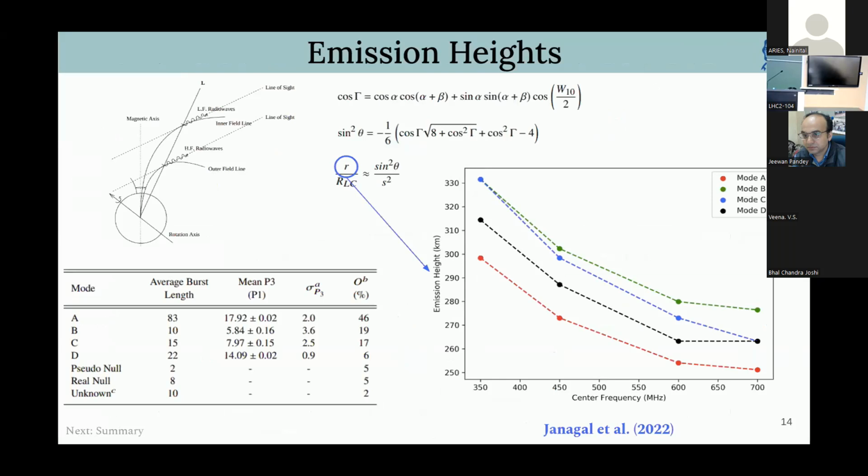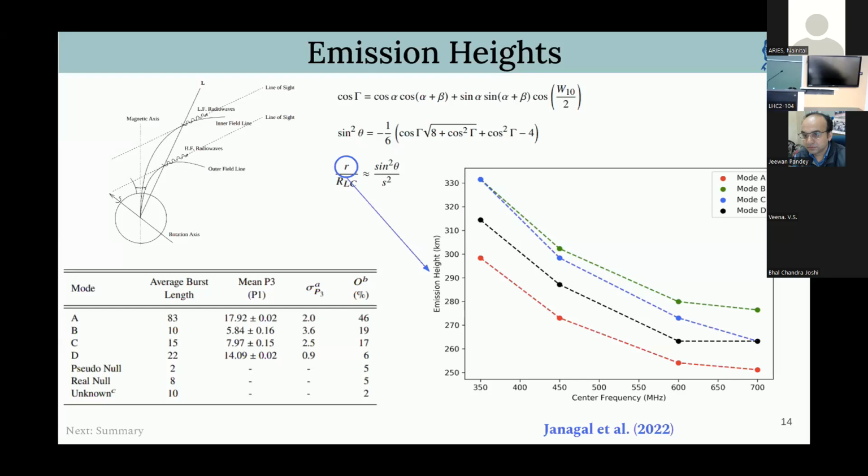Here, alpha and beta are the angles that define the pulsar geometry. W10 is the pulse width, and gamma is the angular width of the emission beam. Interestingly, we found an inverse relation between the emission heights and the P3 value for each mode. Therefore, mode B, which had the lowest P3 value of about 5, was emitted from the highest heights, whereas mode A with the largest P3 value had its emission coming from lower heights.